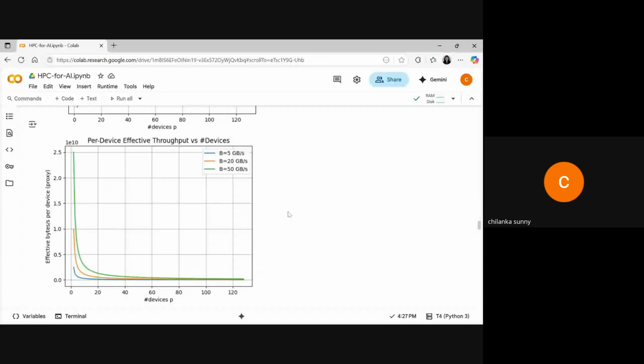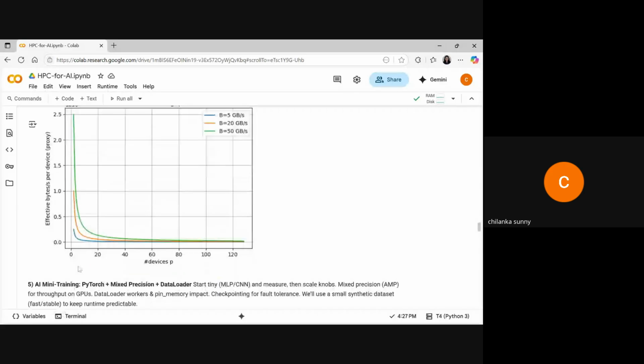And let's see the per device effective throughput. Throughput in the sense of how many bytes are transferred by each device. That is the effective bytes per second per device. So that's actually the amount of data that needs to be communicated between neighbors. So that's what we have plotted on the y-axis, and on the x-axis we see the number of devices.